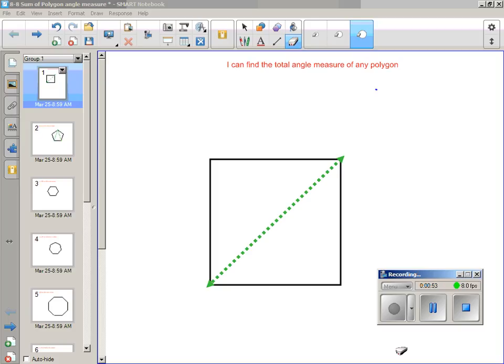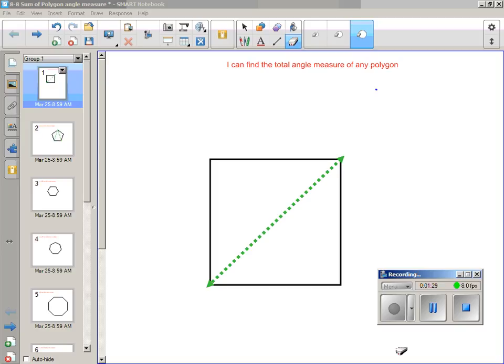Now a polygon has to be a shape that's fully enclosed, so there can't be any openings. That means all the lines that make up the shape have to intersect. And where two lines intersect, that's called the vertex. And it has to be straight lines. So an ice cream cone or a cone is not a polygon. In fact, a circle is not a polygon, because we have to have angles and we have to have straight lines.